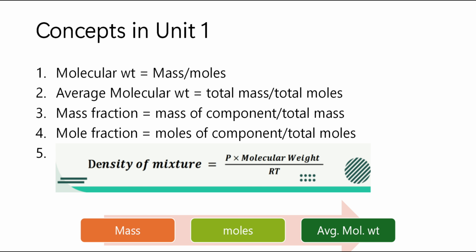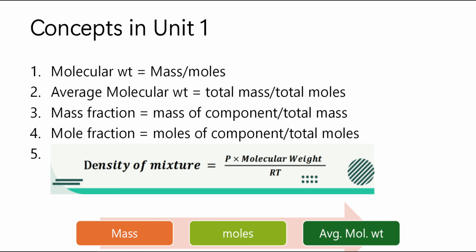The fifth concept is to find the density of the mixture. When you have a mixture, we cannot use a single density. Density is pressure into molecular weight by R into T. R is the gas constant, T is the given temperature, and molecular weight is the average molecular weight. The detailed problem solving in Unit 1 will be on the following.